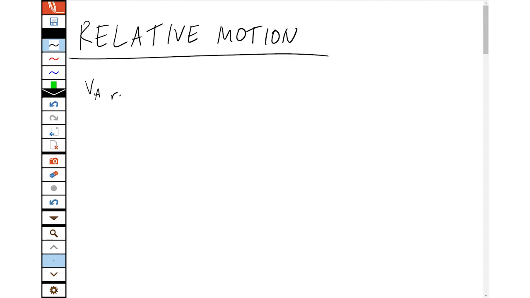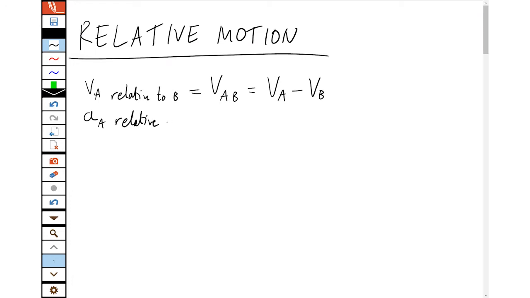The velocity of A relative to B is the velocity of A minus the velocity of B. And likewise for acceleration, the acceleration of A relative to B is just the acceleration of A minus the acceleration of B. Now, what does any of that mean, though? Well, let's have a look.